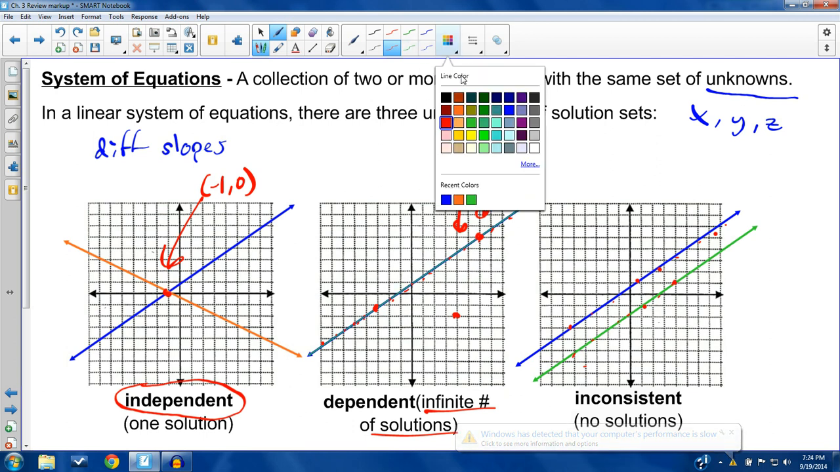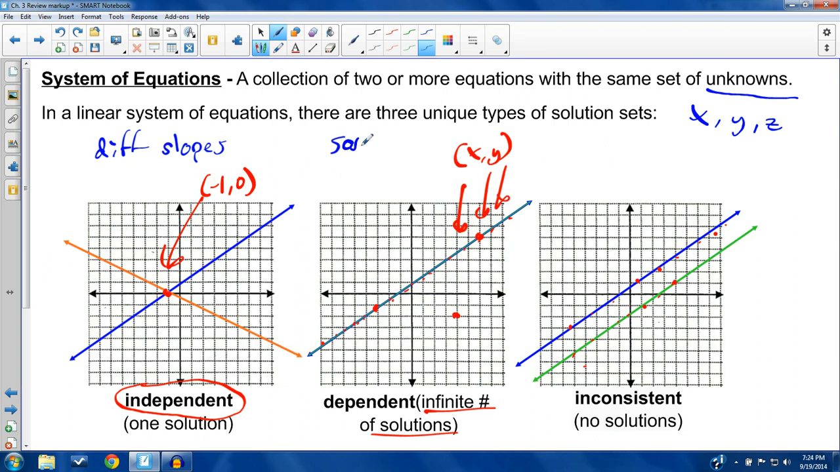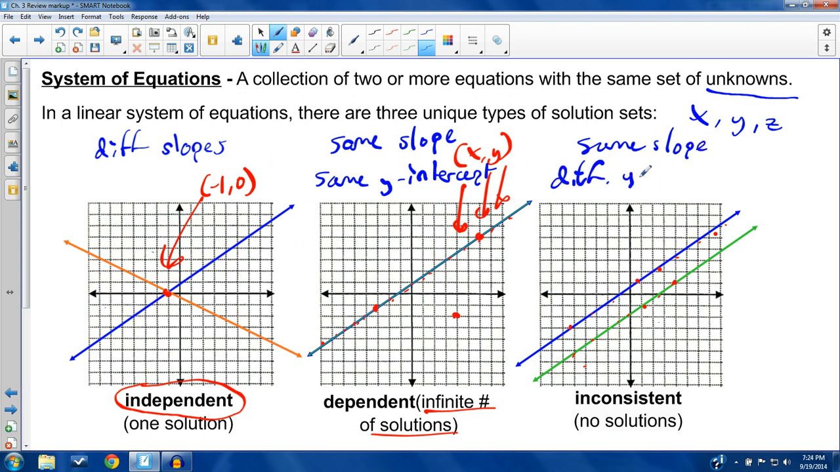And by the way, let me write this up here. They have same slope and same y-intercept because they are the same line. In this case, they have same slope, but to be different lines, they must have a different y-intercept. If you take a look at this example here, this y-intercept's between 0 and 1. This one is about -2. So different y-intercept, they have to be different lines. And that's called inconsistent. So it's independent, one solution; dependent, infinite number; and inconsistent, no solutions.